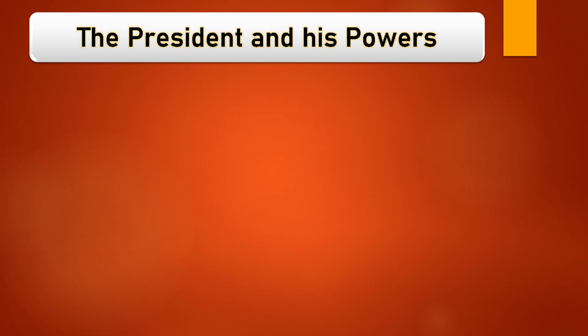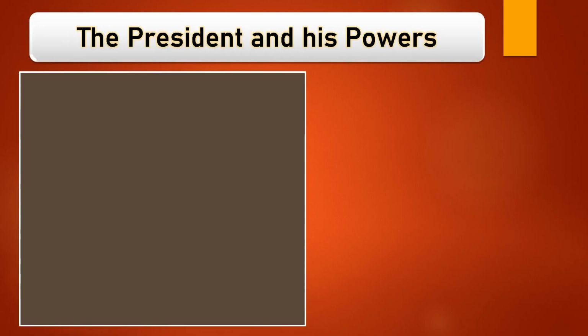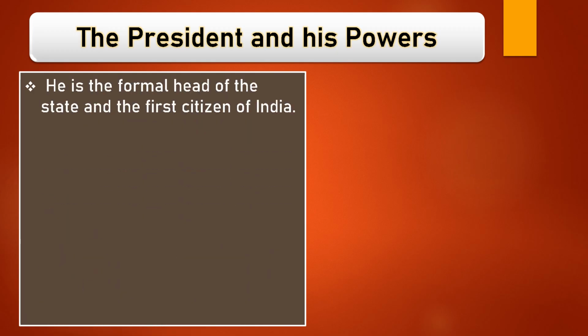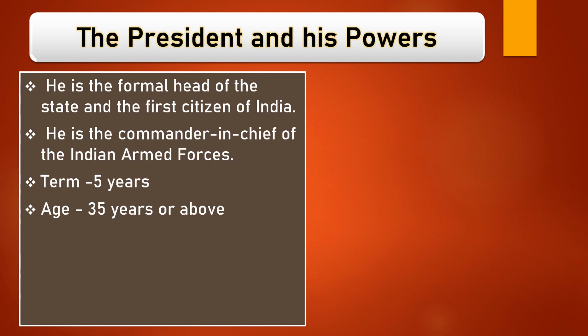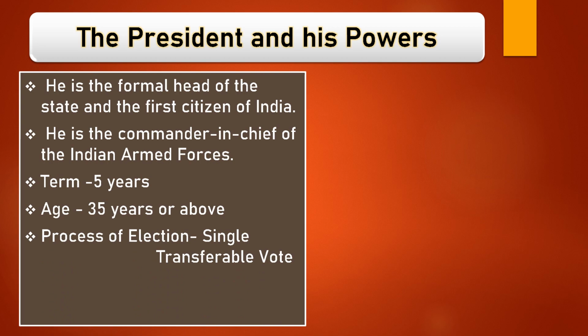Let's talk about the President, his position and powers. So in our country India, the President is a formal head of the state or the nominal head of the state and also considered as the first citizen of India. He is also the commander in chief of the Indian Armed Forces. Term, yes, the term of the President is 5 years. Eligible age, he or she must be 35 years or above of his or her age and also be qualified as an MP.